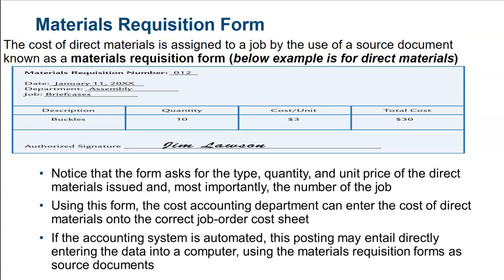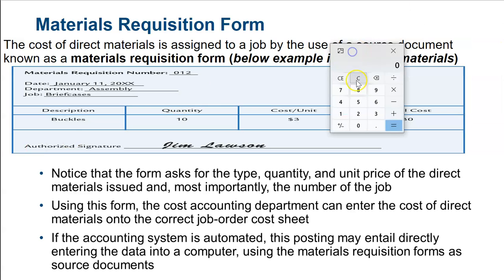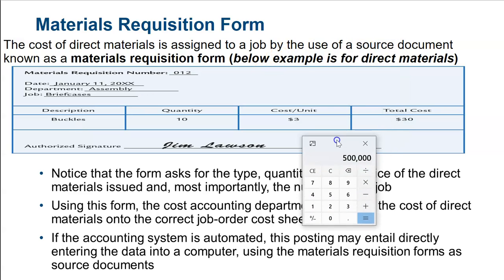So I want you to think about it like this. Let's say that we have a warehouse that has total materials of, say, $500,000, and we request, let's just say, $2,000 worth of materials to complete a certain job. They give us an example here of buckles. Well, okay, let me back up. It looks like our job is briefcases, and the materials that we're requesting are buckles.